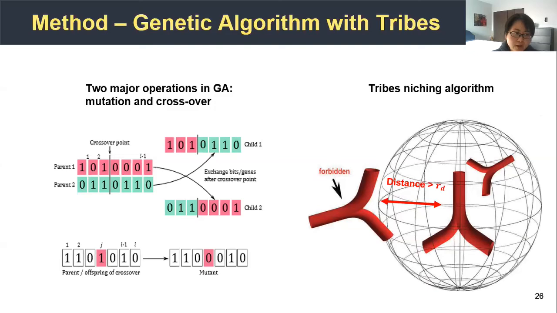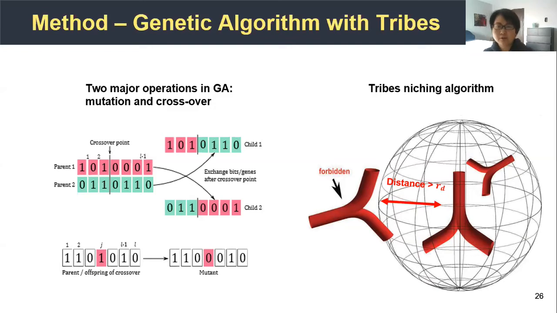We form every bifurcation in the 3D image as a tribe. And by fitting multiple tribes into the image, we get multiple bifurcations detected all at once.